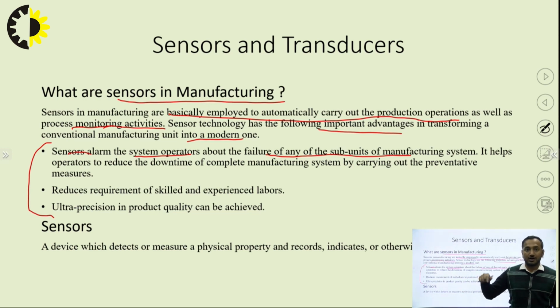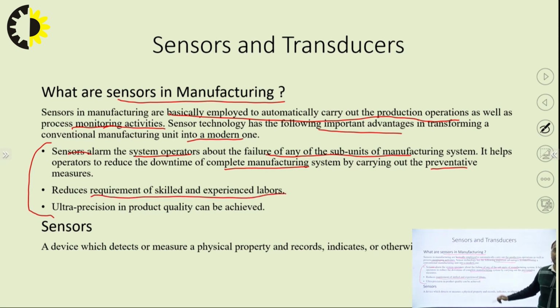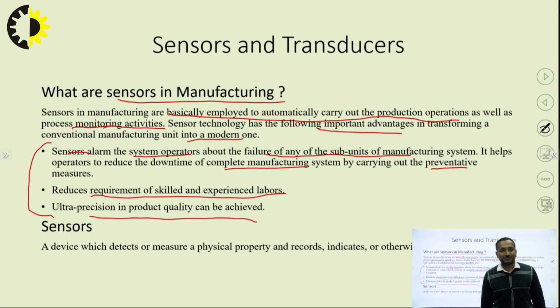So the worker or the operator who is dealing with the machine will only have to go to that space and complete the fault by carrying out the preventive measures. Another benefit of sensors is that they reduce the requirement of skilled and experienced laborers, and ultra precision in product quality can be achieved.